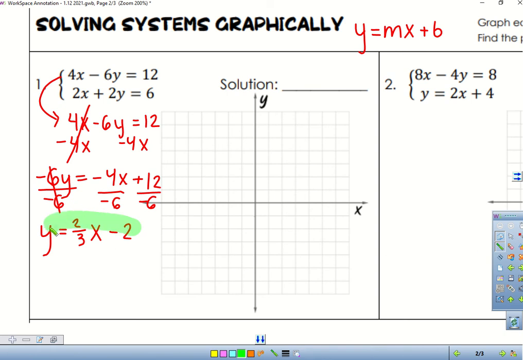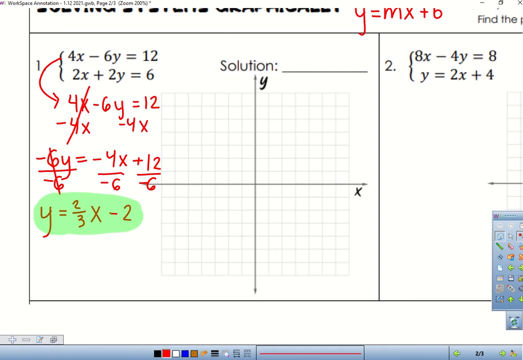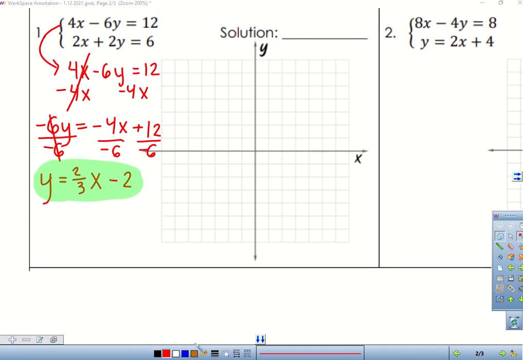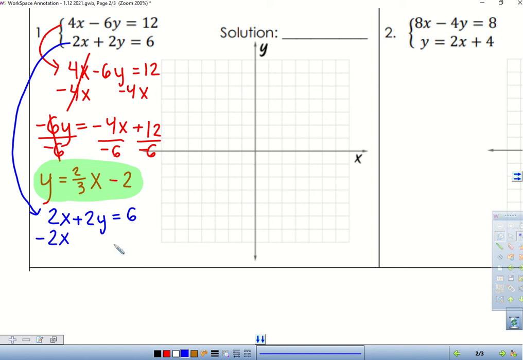So here's my first equation that I'm going to have to graph, but before I do, I'm going to solve the other one to get it into slope-intercept form as well. So I'm going to take this equation and rearrange it. I'm going to rewrite it here at the bottom. I'm going to subtract 2x on both sides. That's going to give me 2y is equal to -2x plus 6.